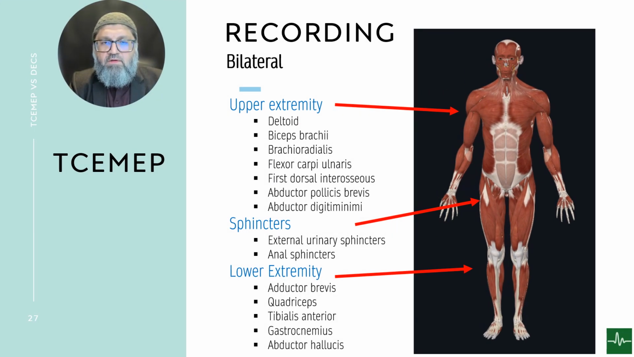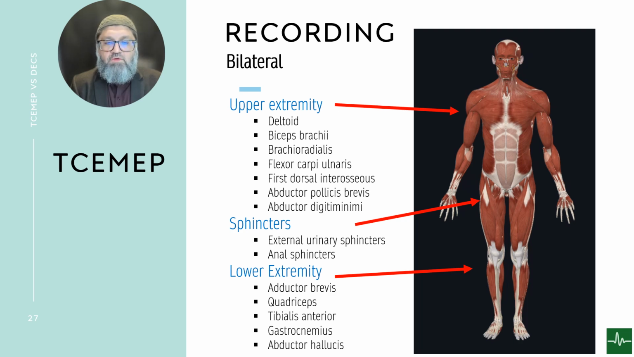The recording for transcranial motor evoked potential can be done depending on the muscles or the level of surgery, but typically it's done with bilateral stimulation and bilateral recording. So for the recording for the upper extremity and lower extremity, the muscles we use for upper extremity are typically deltoid, biceps brachii, brachioradialis, flexor carpi ulnaris, first dorsal interosseous, abductor pollicis brevis, and abductor digiti minimi.